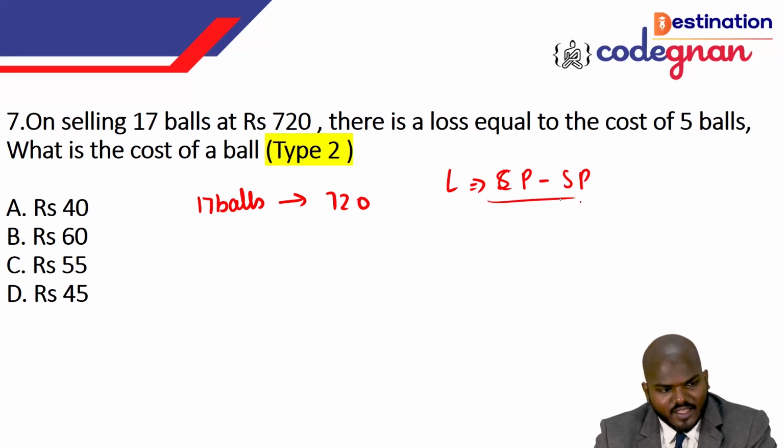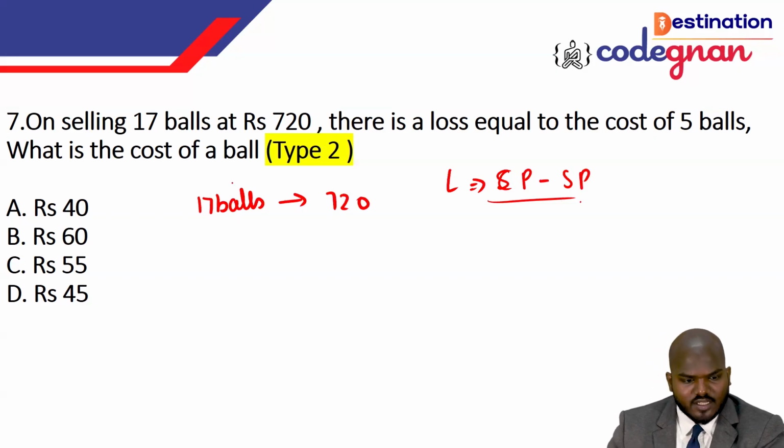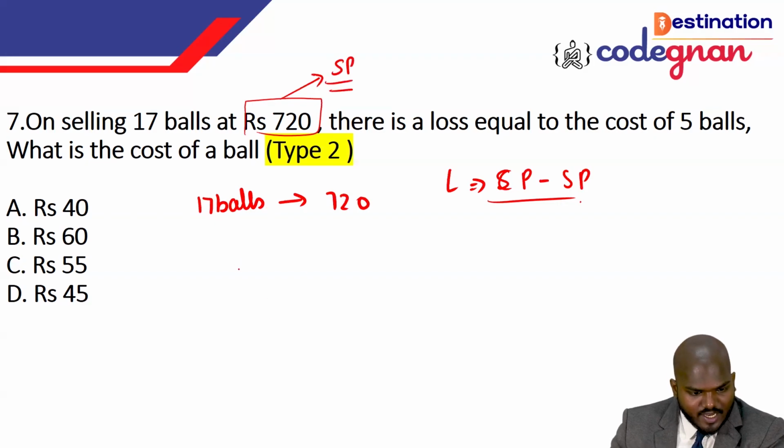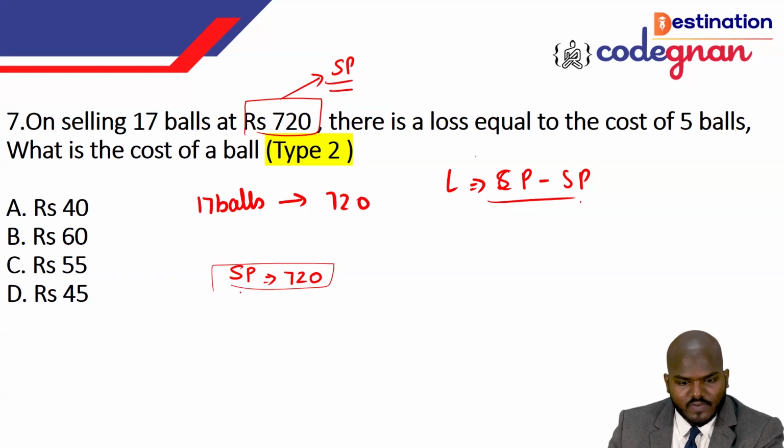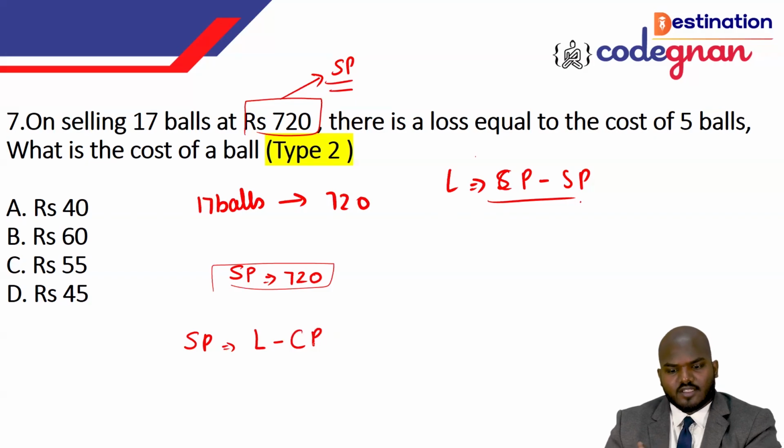So on selling the 17 balls at 720 rupees, there is a loss equal to the cost of 5 balls. This is the selling price, so selling price is equal to 720. Now I'm applying the formula: loss is equal to cost price minus selling price. So now I have the selling price equal to 720.